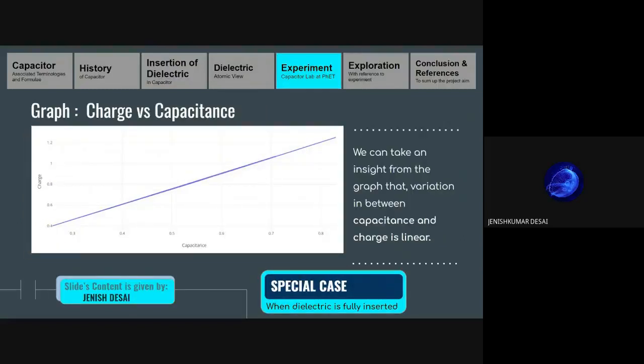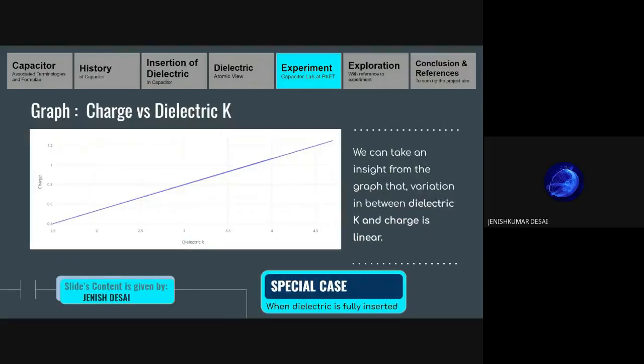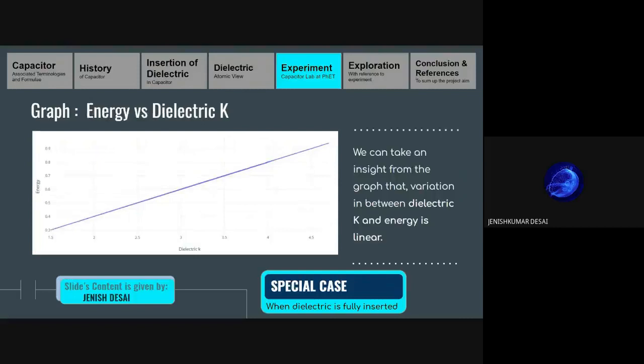This graph is charge versus capacitance. We can take insight from the graph that the variation between capacitance and charge is linear. Third graph is the charge versus dielectric K. We can take insight from the graph that the variation between the dielectric K and charge is linear. And this is a graph of the energy versus the dielectric K. This is also linear.